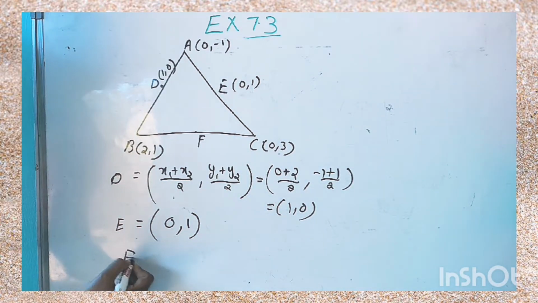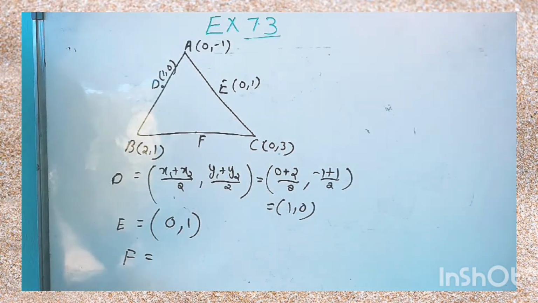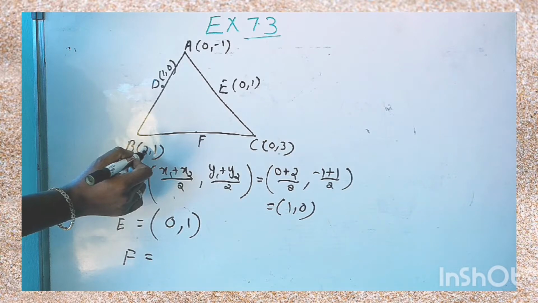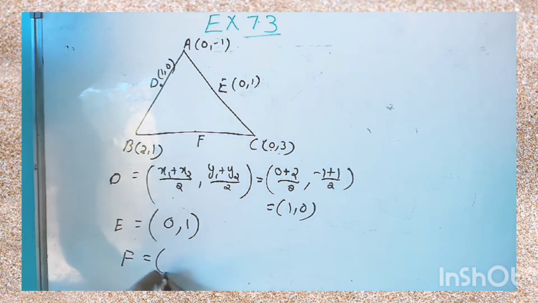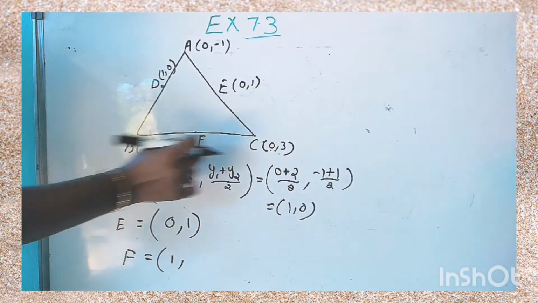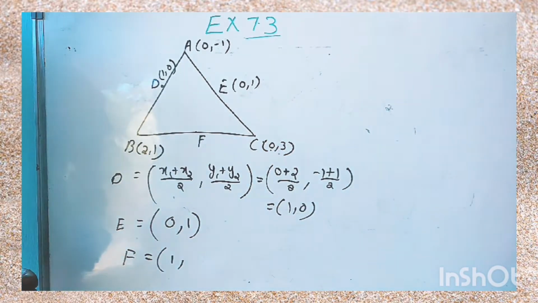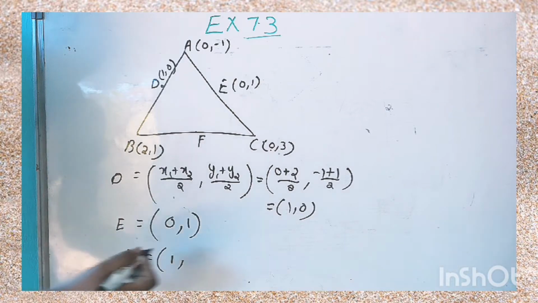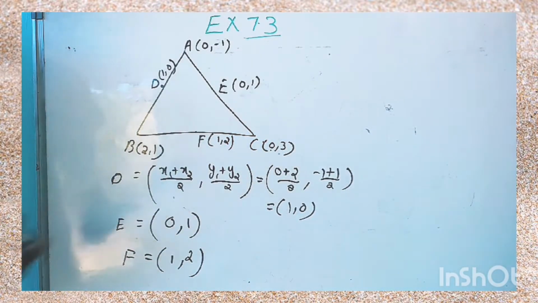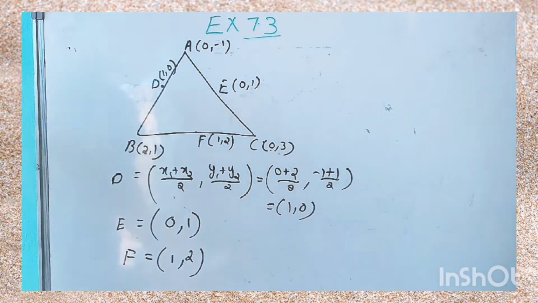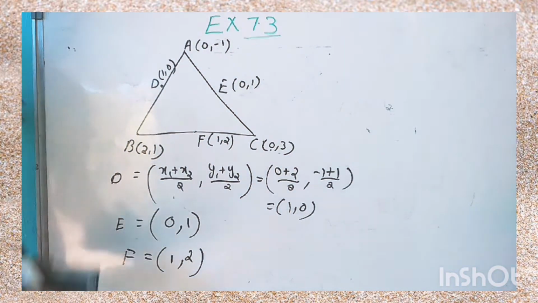Now F, that is the midpoint of the side BC. So (x1 + x2)/2, you will get it as (2 + 0)/2, that is 2 by 2, 1, comma (1 + 3)/2, 4 by 2, that is 2. So the coordinate of F is (1, 2). So we got the coordinates of D, E and F.